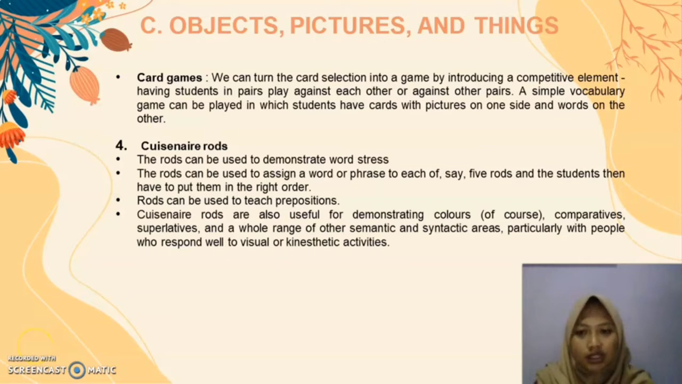The third is questionnaire roads. Originally, questionnaire roads were designed for maths teaching. The roads can be used to demonstrate word stress. The roads can be used to assign a word or phrase to each of, say, 5 roads, and the students then have to put them in the right order. Roads can be used to teach prepositions, and questionnaire roads are also useful for demonstrating colors, of course, comparatives, superlatives, and a whole range of other semantic and syntactic areas, particularly with people who respond well to visual or kinesthetic activity.